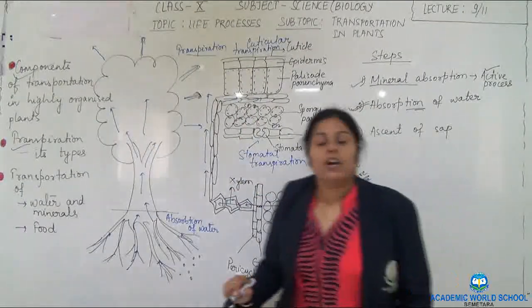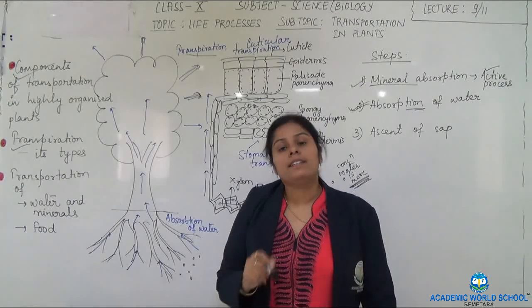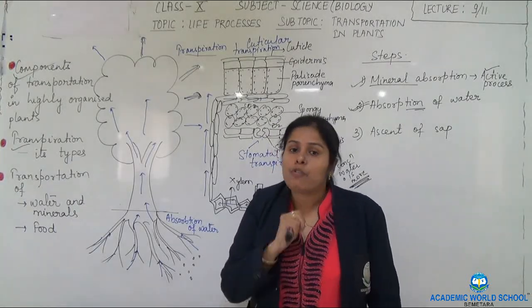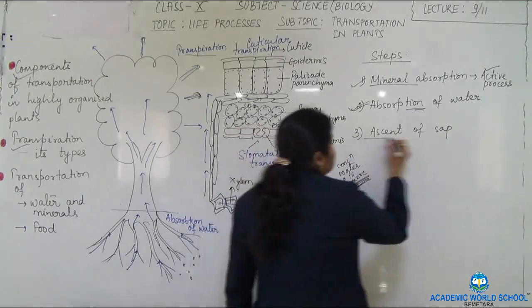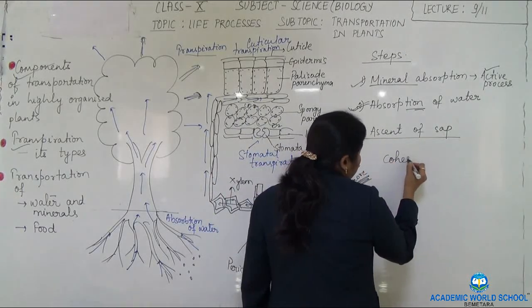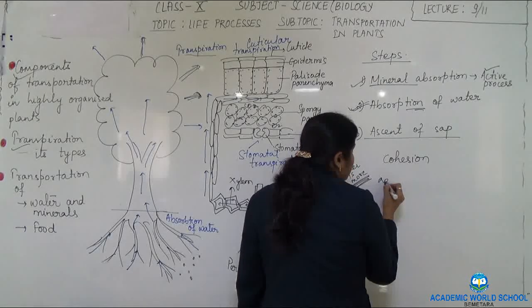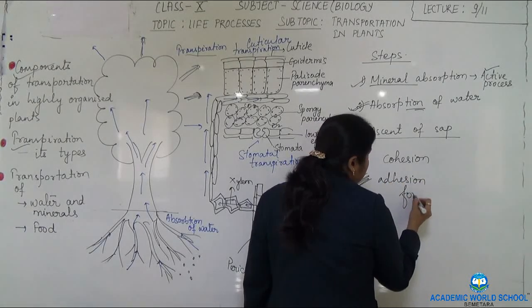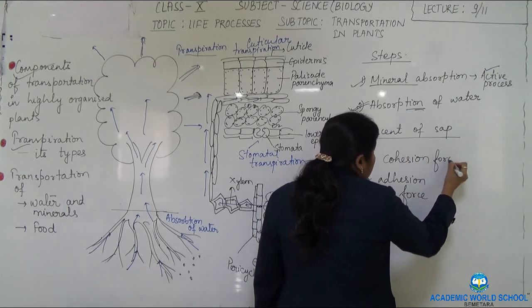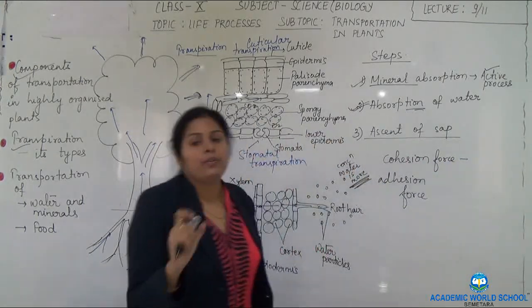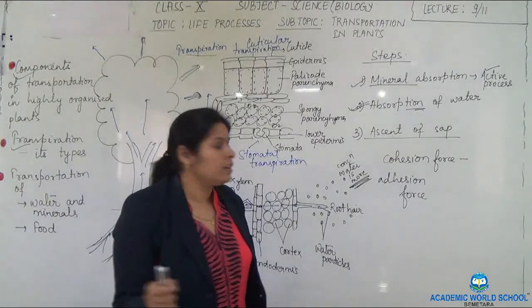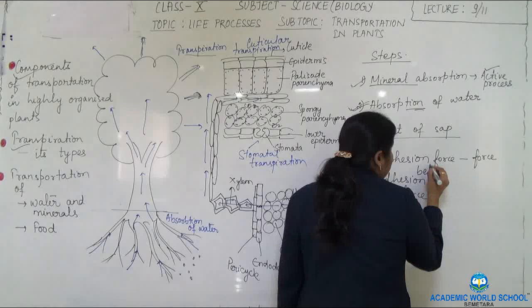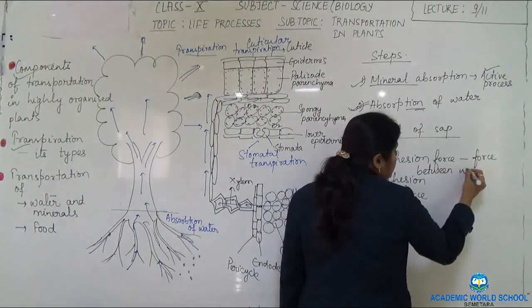Now there is a question: why does the column of water not break? There are two forces acting here. One is cohesion force, and the second one is adhesion force. What are this cohesion and adhesion force? Cohesion force is a force between similar particles, like water particles. It is the force between water particles.